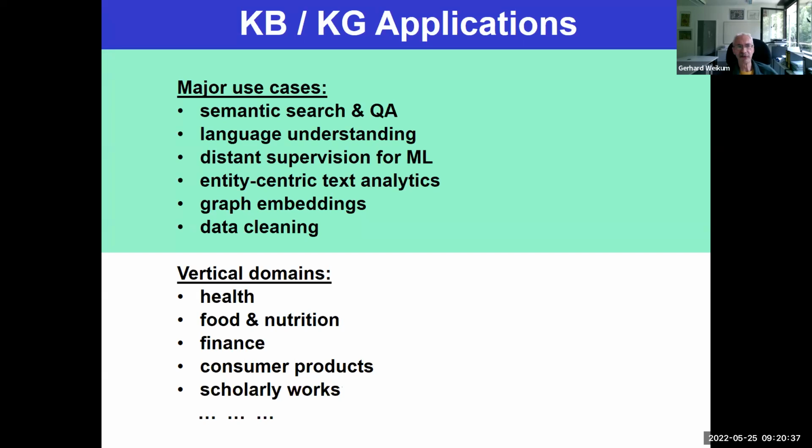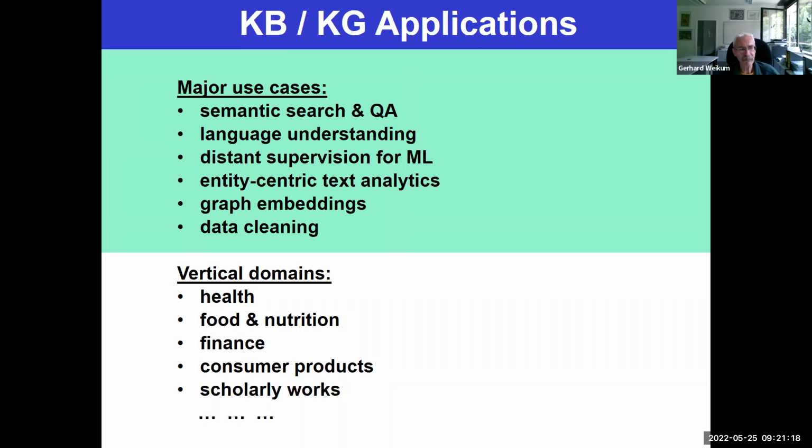Major use cases include semantic search and question answering, which in turn is part of the broad theme of natural language understanding. Knowledge graphs are often leveraged as a source of distant supervision for a variety of downstream machine learning. Knowledge graphs are rich repositories of entities, which is important for text analytics. Think of sentiment mining about products or politicians, for example. Knowledge graph embeddings are strong building blocks to be combined with other building blocks, like other kinds of machine learning, other embeddings for other data modalities. There's usage in data cleaning and so on.